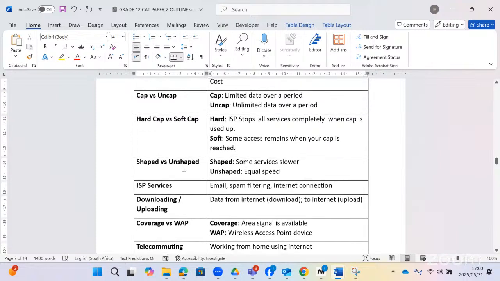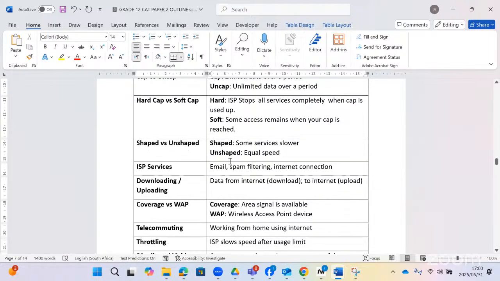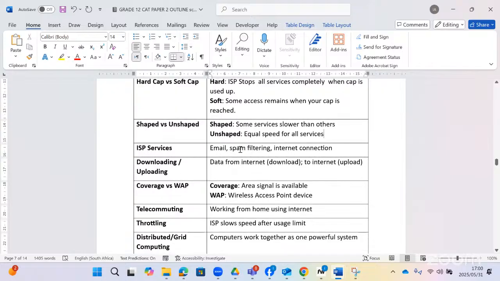You should also know comparing shaped versus unshaped. Shaped is some services are slower than others. And then unshaped equals speed for all services. So with unshaped, all the services have the same speed, whether you are streaming or you are using emails or you are using voice over internet protocol, the speed becomes the same. That is what we call unshaped.